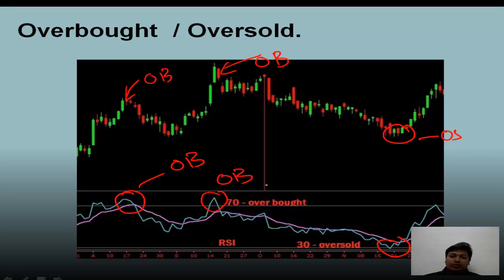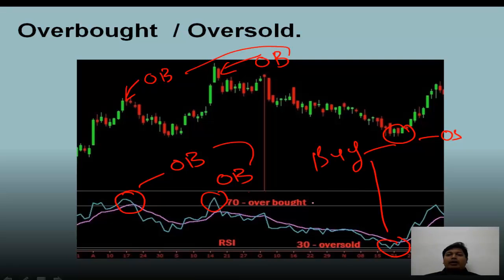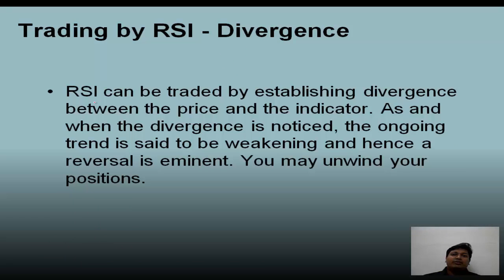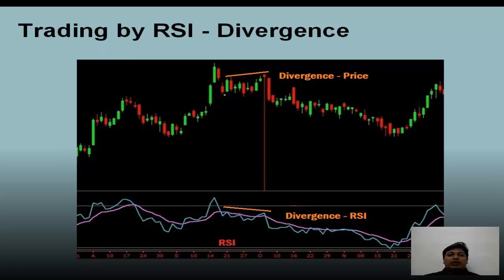So the idea is very simple. You sell out when you are hitting the overbought region, and you buy into the security when you are hitting the oversold situation. So this is where you buy. This is 70. This part is 30. Trading RSI by divergence: RSI can be traded by establishing divergence between the price and the indicator. As and when the divergence is noticed, the ongoing trend is said to be weakening, and hence a reversal is imminent. You may unwind. So let's look at the chart and let's look at the divergence.